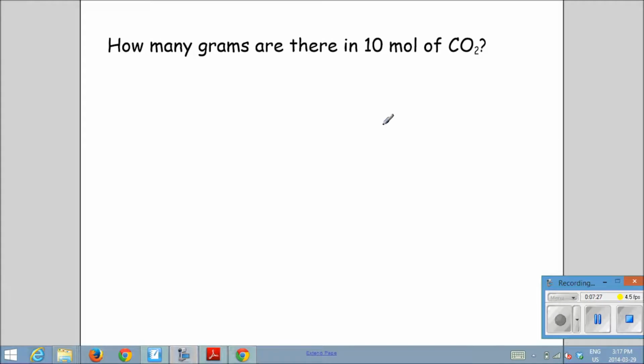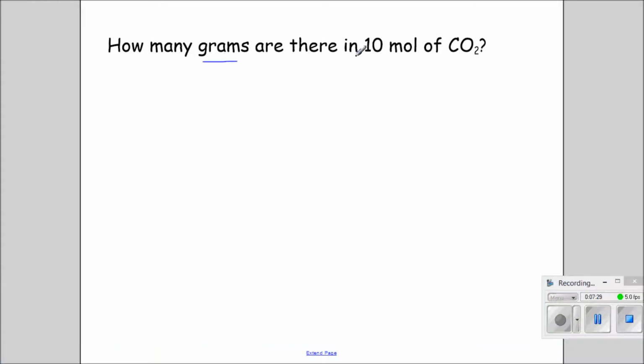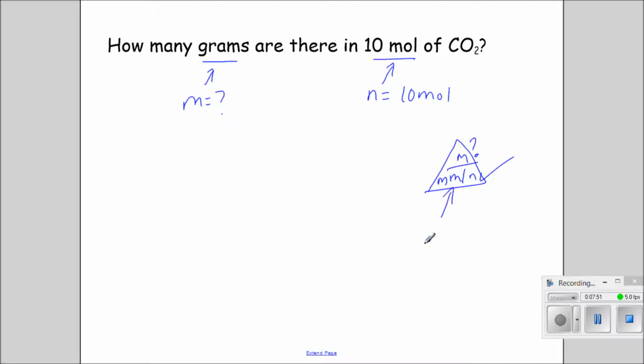We have another question here. It says, how many grams are there in 10 moles of carbon dioxide? Now, I know that I've got little n, which is equal to 10 moles, and I know I have a mass that I want to find. And if we look at our triangle again, molar mass equals mass over moles. I have my moles, check. I have my mass. I want to find that. I need my molar mass. So what molar mass of what's our substance here? Well, it's CO2. So I need the molar mass of CO2.